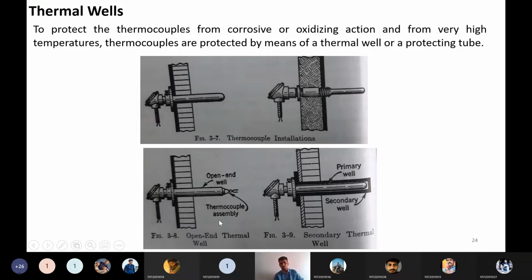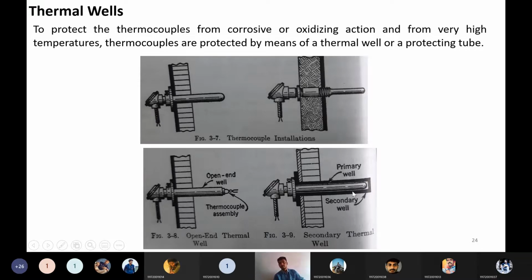And similarly, this is another type, the open end thermal well, in which the thermocouple will be present inside like this. And in this assembly, the wires connecting the reference junction to the measuring junction will be given like this.